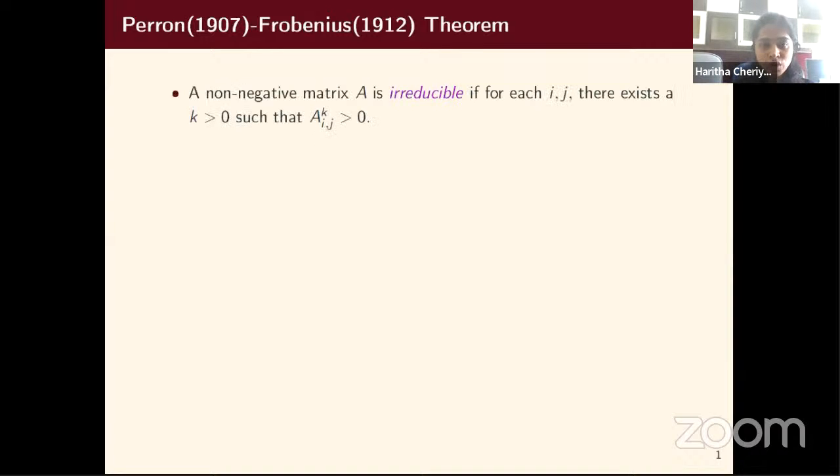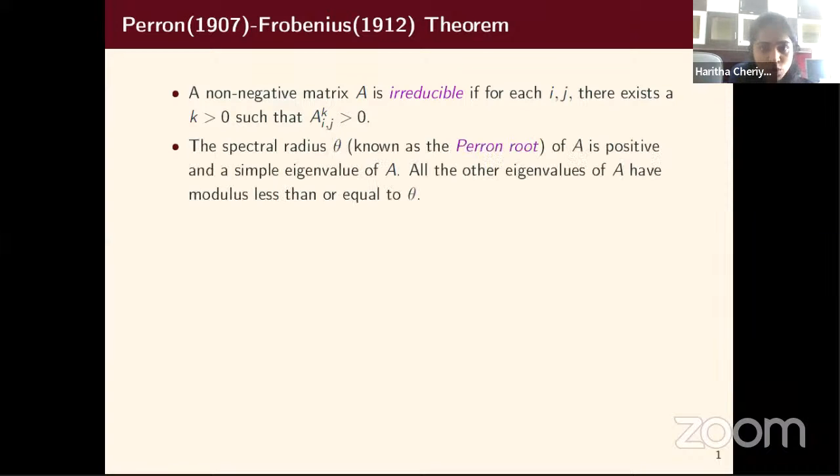Let me begin by stating the Perron-Frobenius theorem. It basically gives the existence of a positive largest eigenvalue and the corresponding eigenvectors, which have all entries positive. Perron proved it for positive matrices, and Frobenius then generalized it to a general class of matrices, which are irreducible matrices. An irreducible matrix is a non-negative matrix A for which, for each i, j, there exists a constant k such that the ij-th entry of A raised to k is positive.